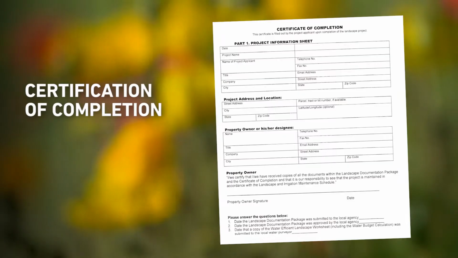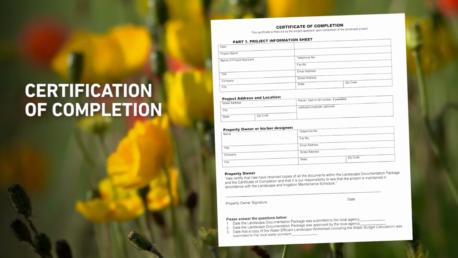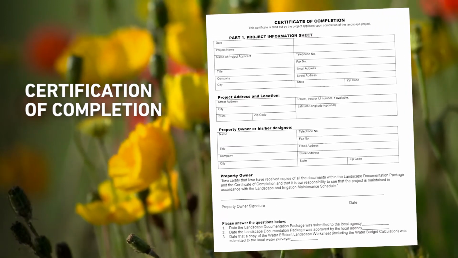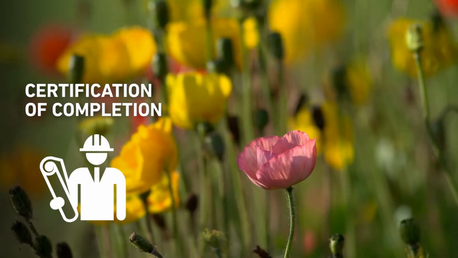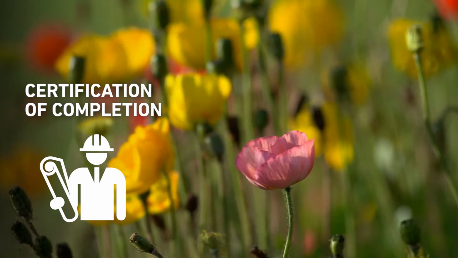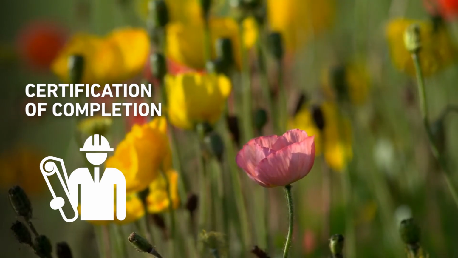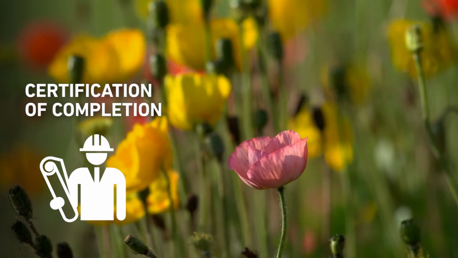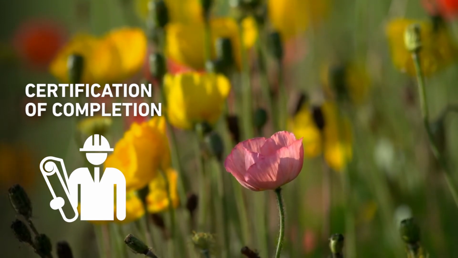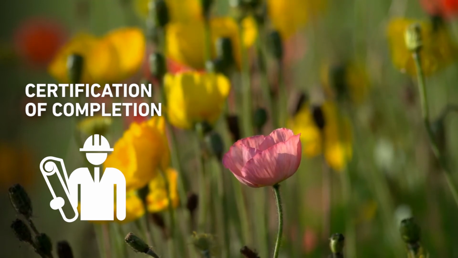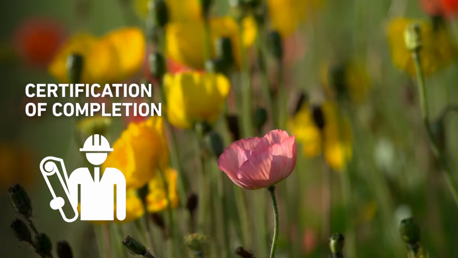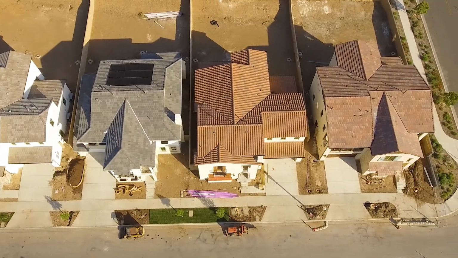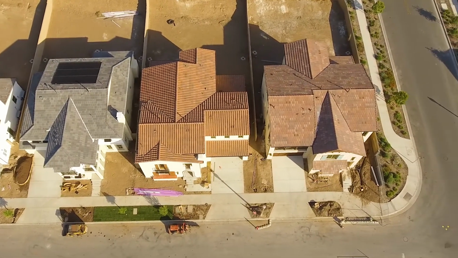The final step is the certification of completion. This document confirms the landscape and irrigation were installed as planned. It may only be signed by a licensed landscape architect, certified landscape irrigation designer, or licensed landscape contractor. Unfortunately, the property owner or project applicant may not sign the certificate of completion unless they are the licensed design professional. Once it has been signed and submitted, the project will be eligible for final inspection.